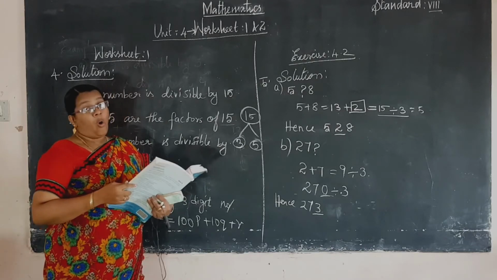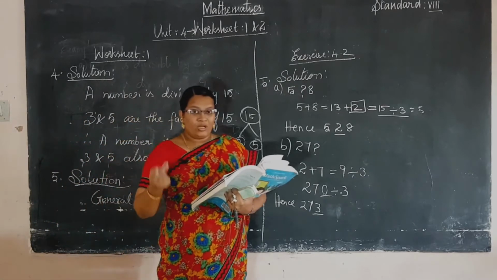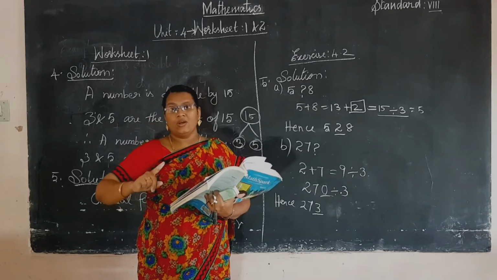is an odd number. So, we have to write any one 3-digit number. The tens digit is odd.